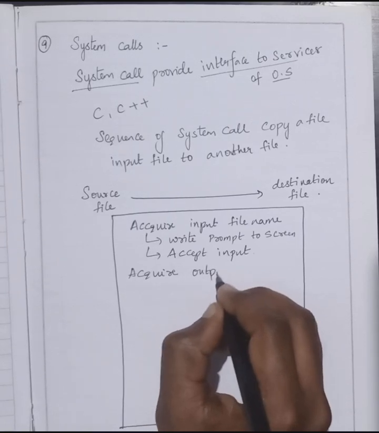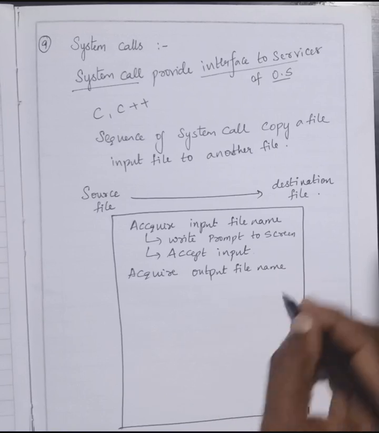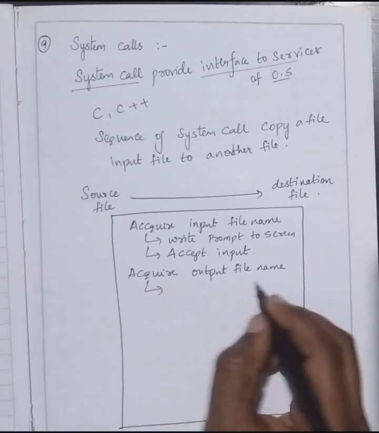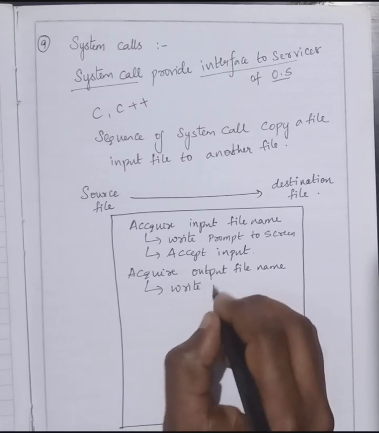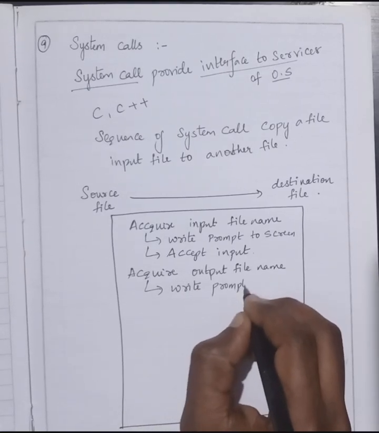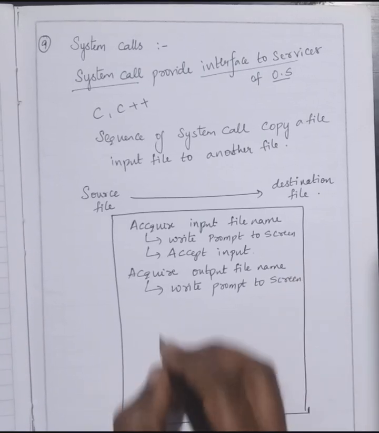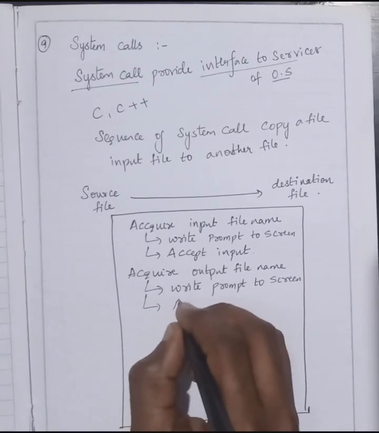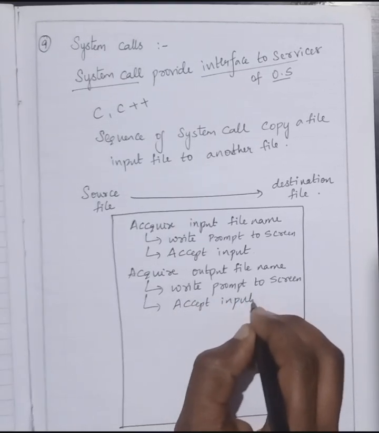Then we acquire the output file name. In the first step we took the file name we want to copy from. Now we want to know the output file name we want to copy the data to. So we'll write another prompt to the screen, then the user will enter the output file, and we'll accept that input, which is the output file name.